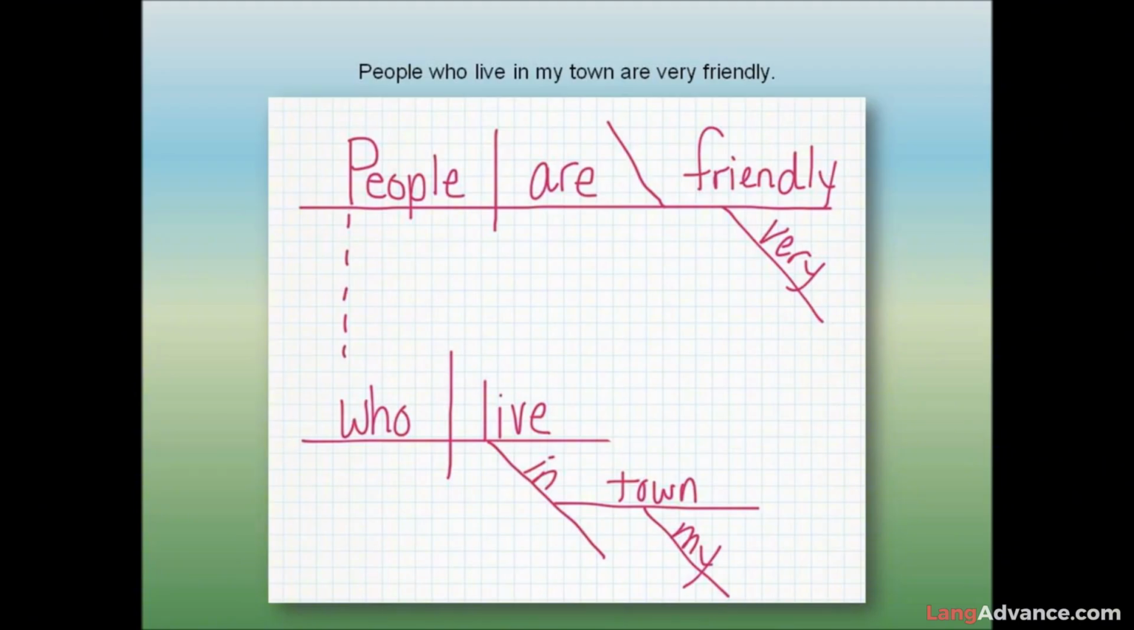People who live in my town are very friendly. People is the subject, are is the linking verb, friendly is the predicate adjective, very describes friendly. Who live in my town describes the people. Who is the subject, live is the verb, in my town is the prepositional phrase that answers the question where.